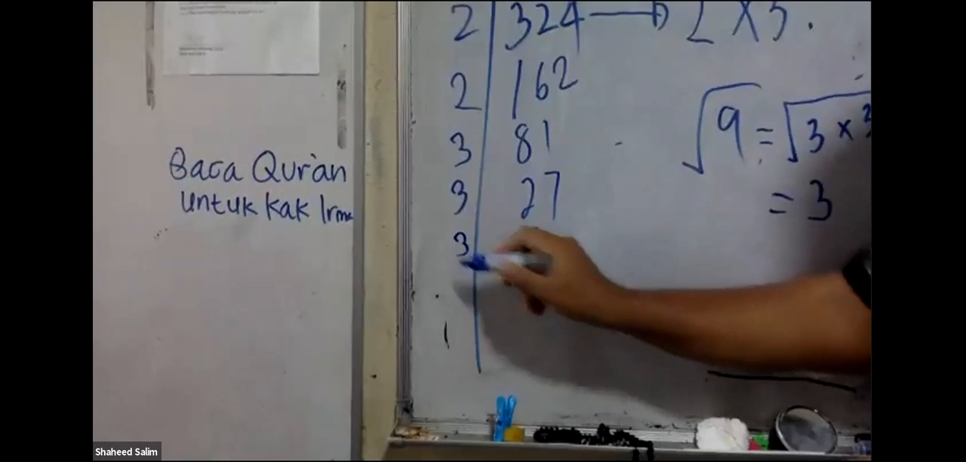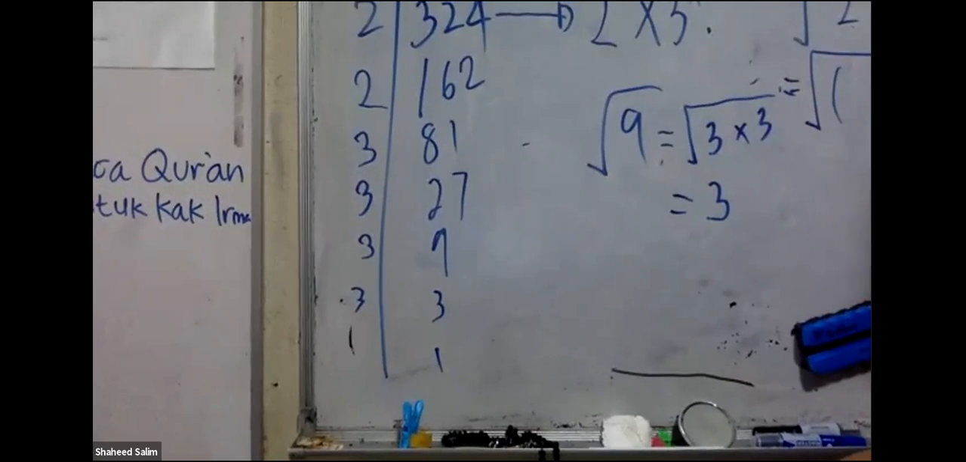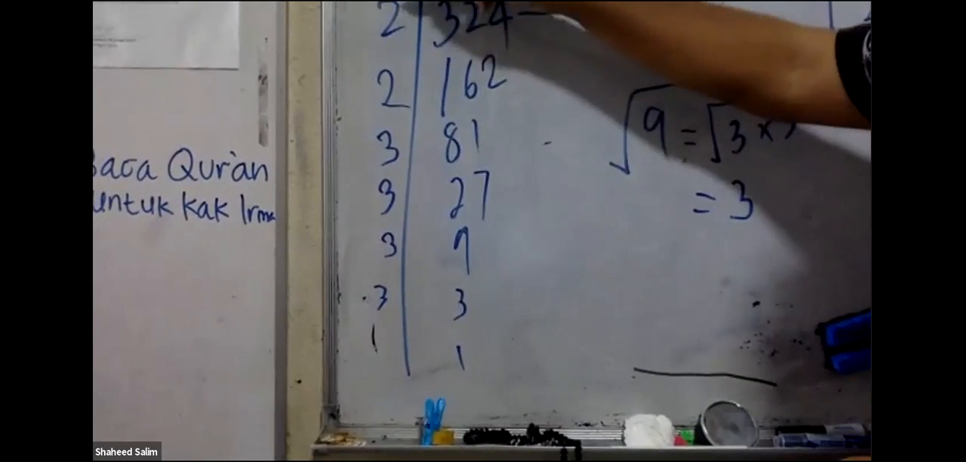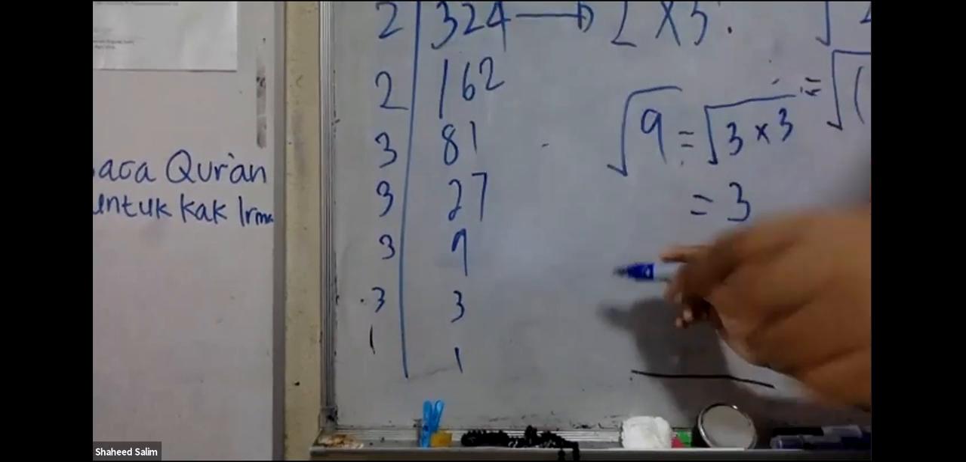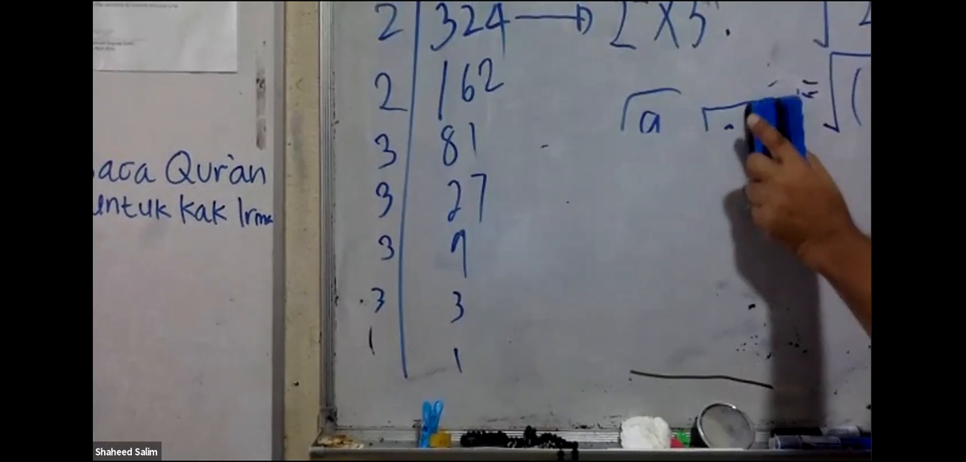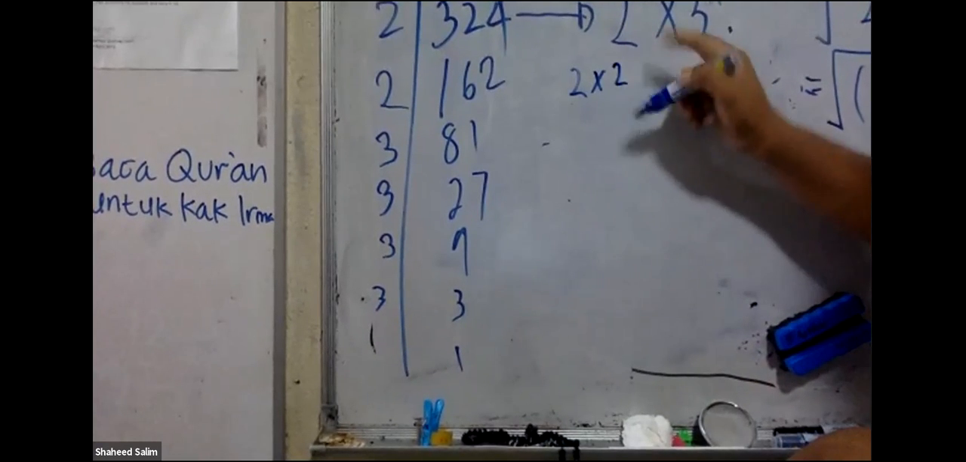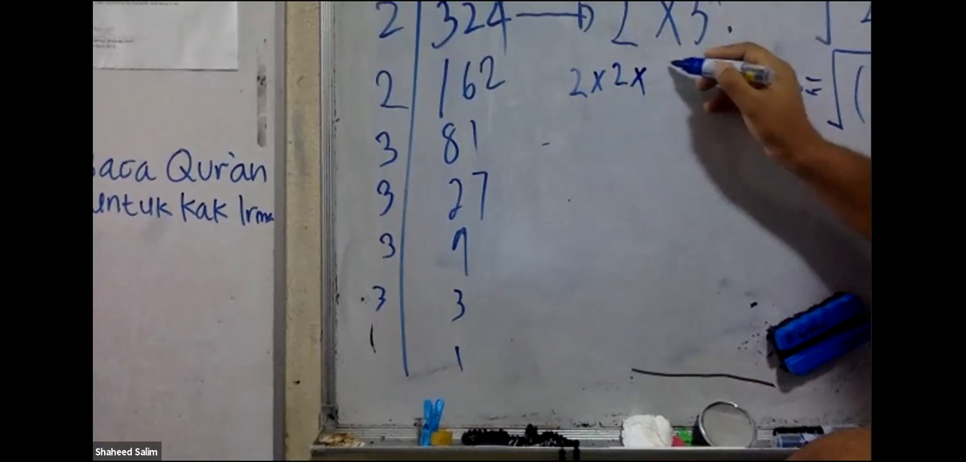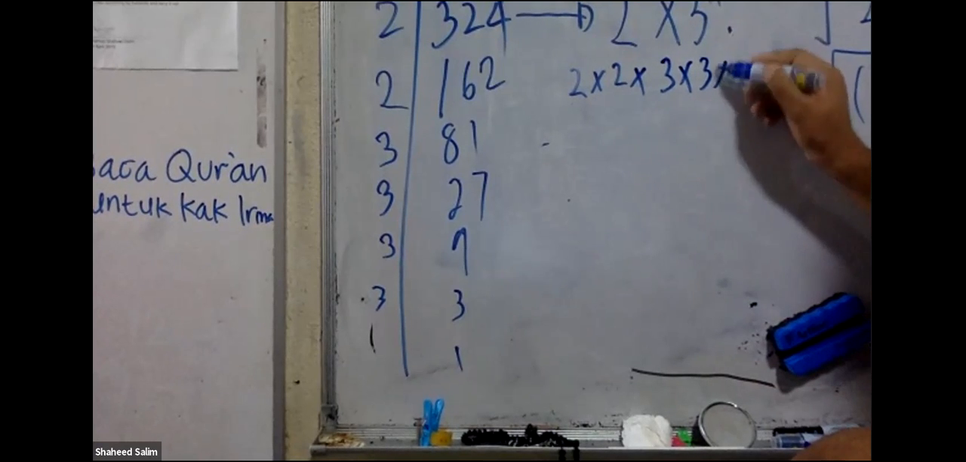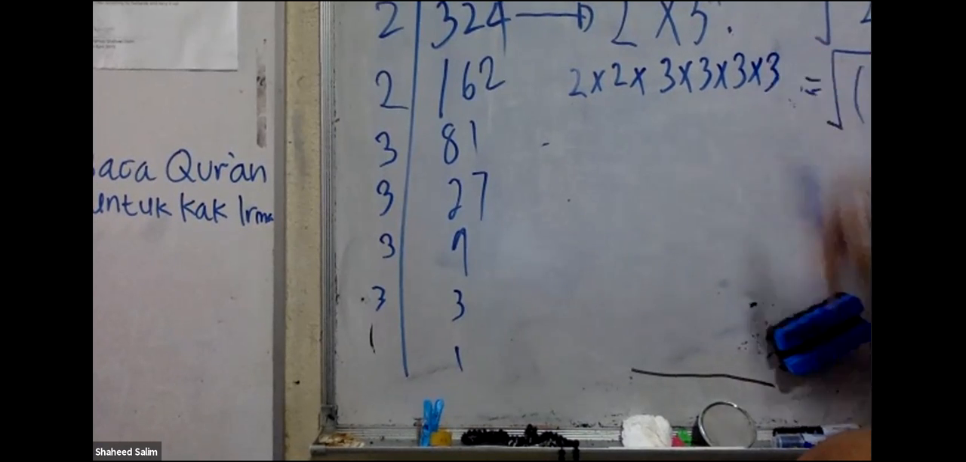37. Divide by 3, 9. Divide by 3, 2. And then you get 1. So I can divide it into two groups. You see, this means now, I'll break this up first. This means 2 times 2. You see, there's two 2's, right? Times 3 times 3 times 3 times 3.